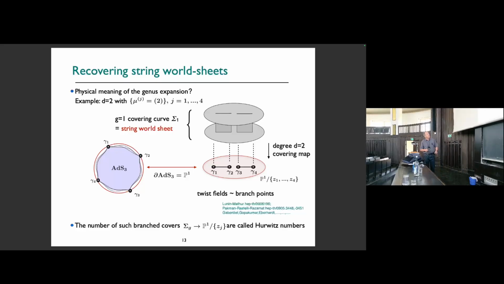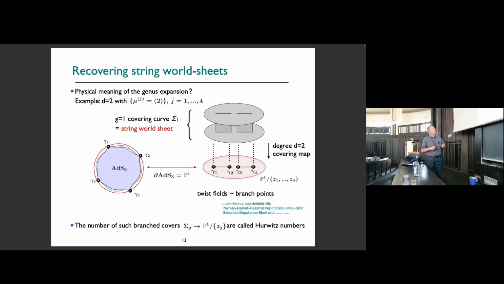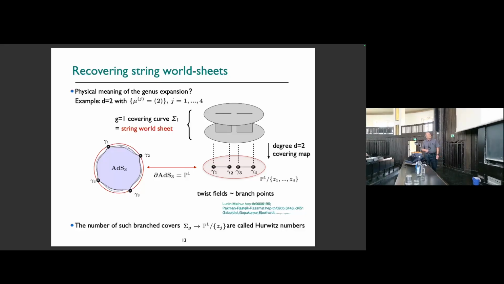Yeah? So this is a construction which is all over the AdS3 literature, but it naturally emerges here in this mathematical setup. And so it amounts to counting the number of such maps. Yeah? We count the maps of genus g Riemann surfaces in this branch geometry, and these numbers are very well recognized in mathematics, and they are called Hurwitz numbers.